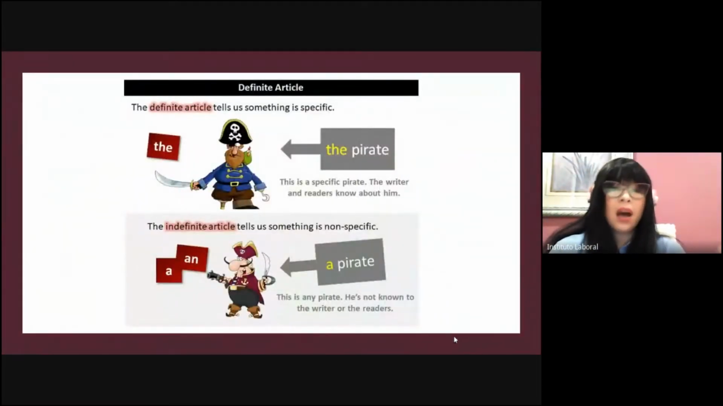The definite articles tell us something that is specific, remember? For example, the pirate. This is a specific pirate. The writer and the reader know about him. The indefinite articles tell us something that is not specific. A pirate. This is any pirate. He's not known to the writer or to the reader. A pirate. Any pirate.